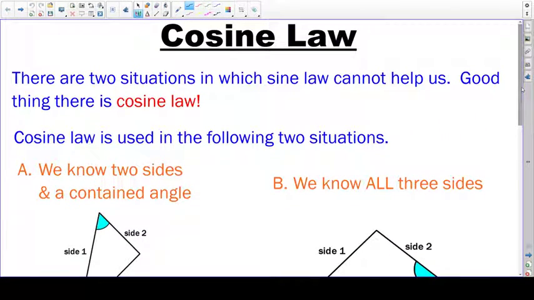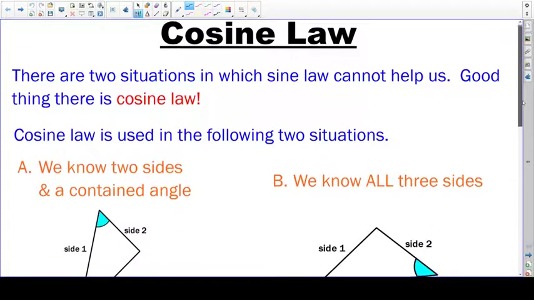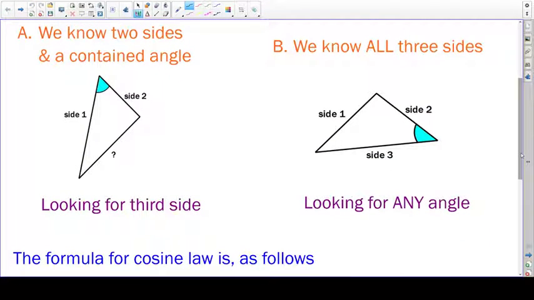Again, sine law and cosine law are used for non-right triangles where we're trying to find angles or sides. Cosine law is used in the following two situations. If we happen to know two sides and the angle between those two sides, and as a result, we're looking for the third side of the triangle. So if we know two sides and the angle between them, we can find the third side of the triangle. Sine law can't help us here, but cosine law can.